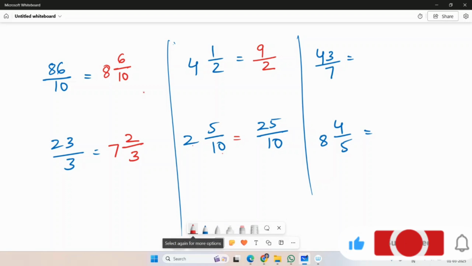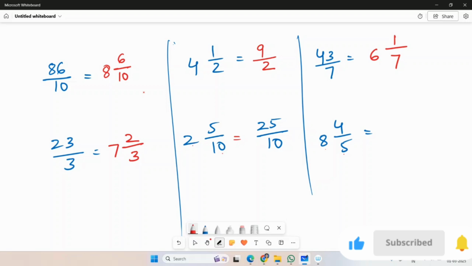43 upon 7. 7 times 6 is 42 and 1 is remainder. 1 upon 7. 8 4 upon 5. 5 times 8 is 40. 40 plus 4 is 44 upon 5. So this is how we solve in a simple and easy way.